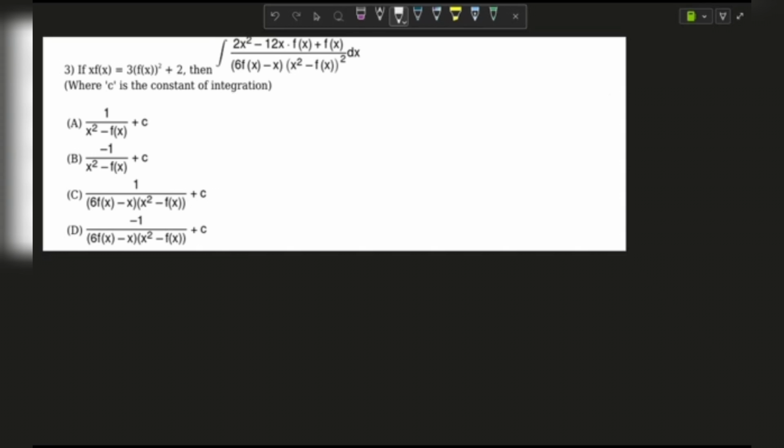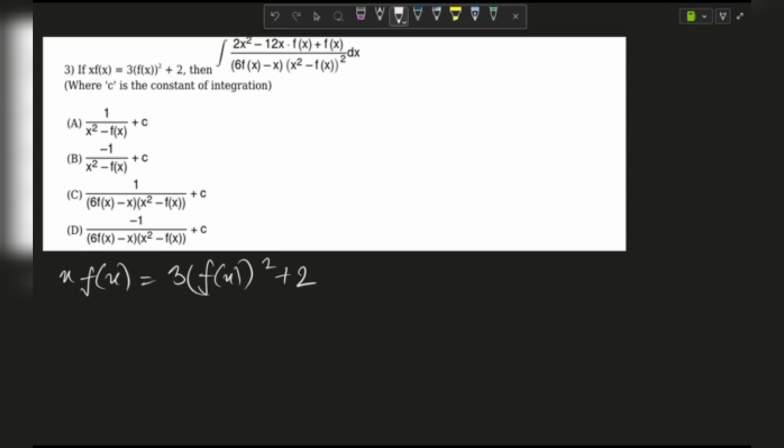Okay, so now I am starting off. Basically, we have something given of the form x f(x). I will write it: x into f(x) equals 3 times (f(x)) whole squared plus 2. And now we have to find the value for this particular integral. We will deal with the integral later.